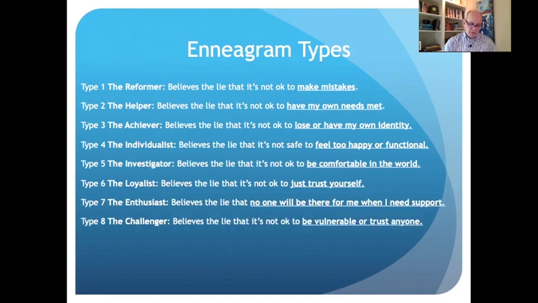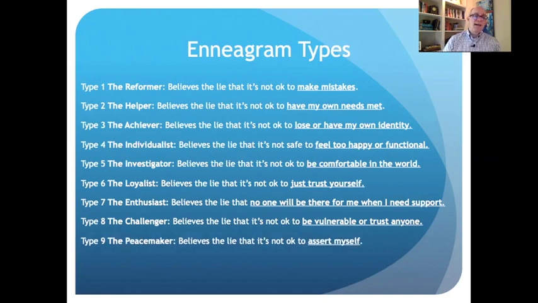The type 8 is the challenger. Powerful, dominating, self-confident, decisive, willful, and confrontational. The lie that they tend to believe is that it's not okay to be vulnerable or trust anyone. These folks can certainly make things happen. A good defense is a great offense. They've got their guards up and aren't letting you get too close. They need to be encouraged to open up a bit and let people in to get to know them.